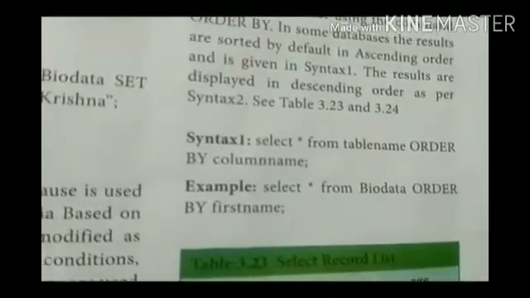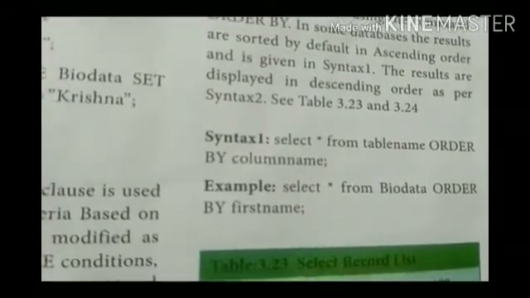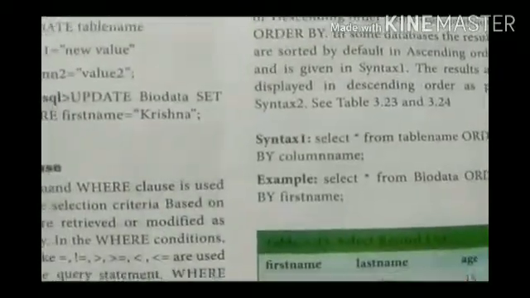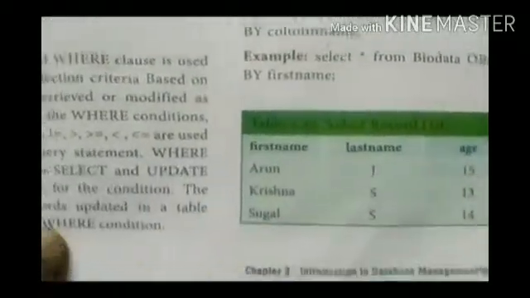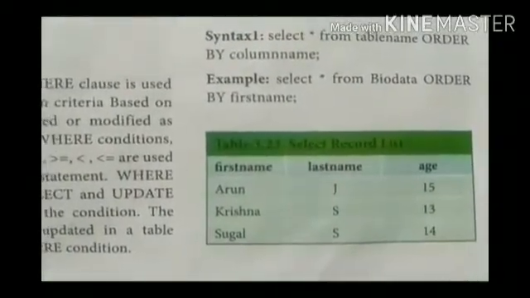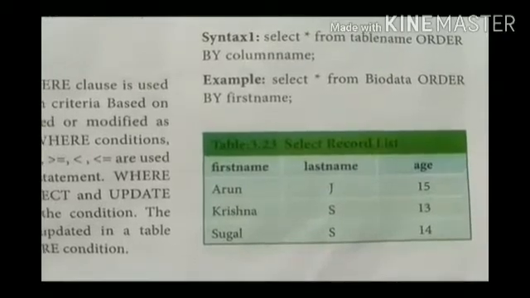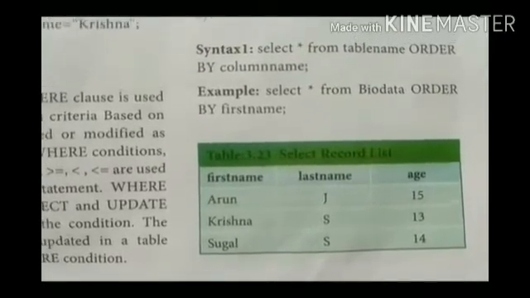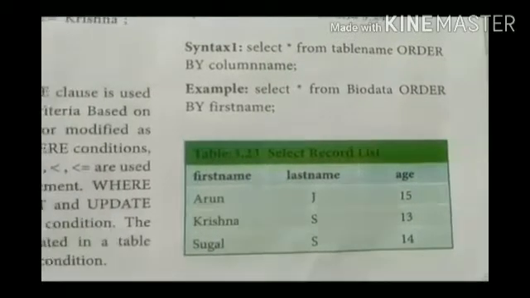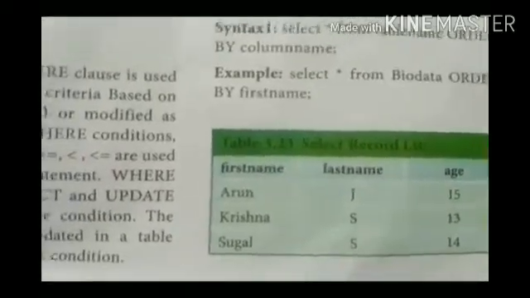In our example they have specified select star from biodata, order by first name. So according to that, they are arranging the records in alphabetical order. In the biodata table we had entered 4 values. After deleting that one record, we have 3 values. So they have arranged these 3 values in ascending order.